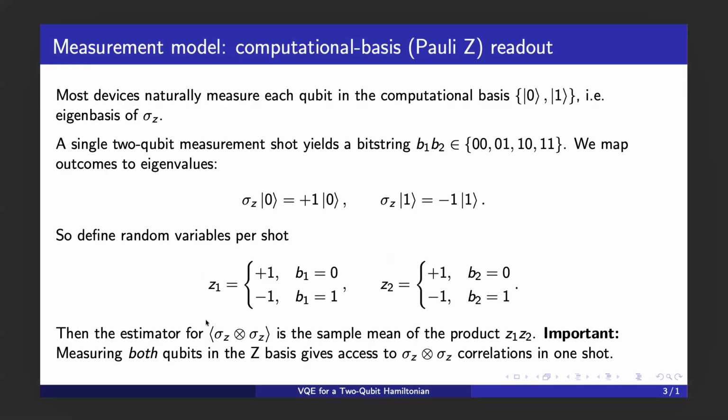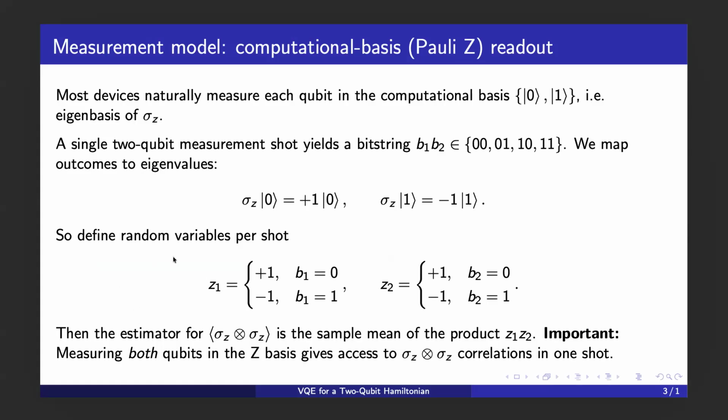But most devices we are dealing with would typically measure each qubit in a computational basis. So a single 2-qubit measurement shot yields a bit string, which is now given by 00, 01, 10, and 11. We want to map the outcomes to these eigenvalues, where these sigma z's act on each qubit.